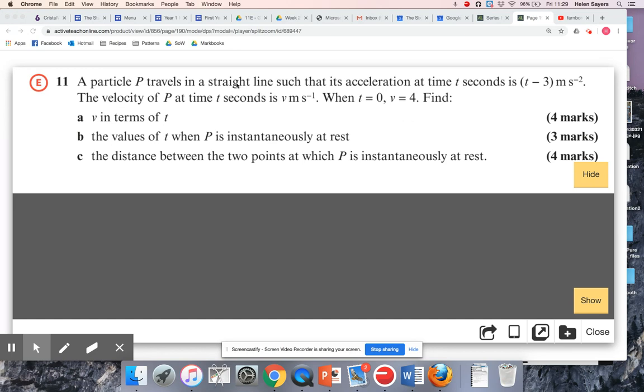Okay, so we're given the acceleration of particle p, so that's in terms of t. We're told that lowercase v is representing the velocity, and then we're given some information. We're given the initial velocity. Okay, so the first thing I'm asked is to find v in terms of t.